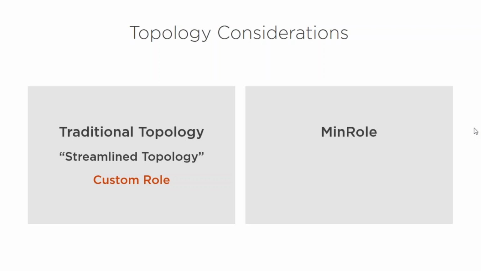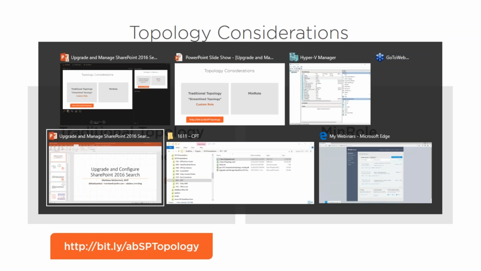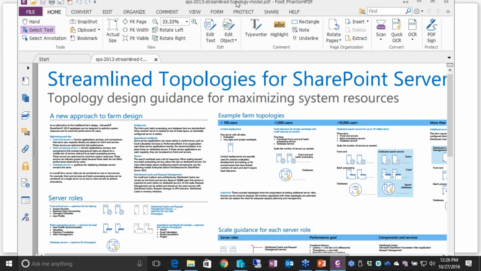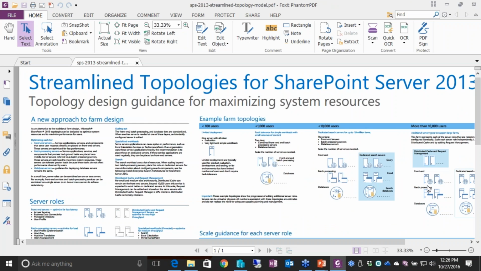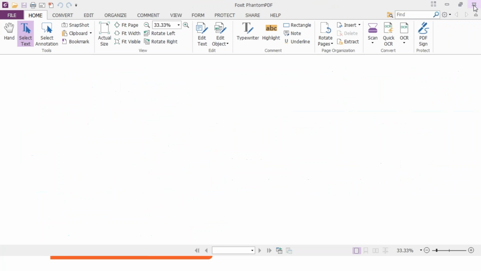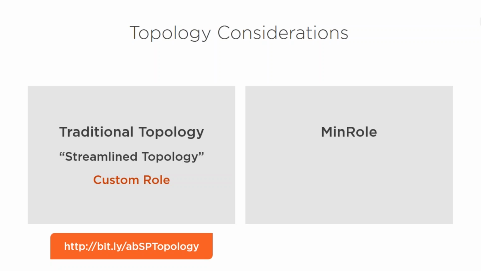If you're going to use min role topology, then, by the way, here's a bit.ly link if you want to download some of the sample topologies from Microsoft. This is just a link to one of the many documents that they have that look like this. You can go through and find the number of users that you're going to use, and you can find the guidance for scaling each server role. So that's streamlined topology. That's kind of what I tell my students. That's sort of the way we always used to do it.